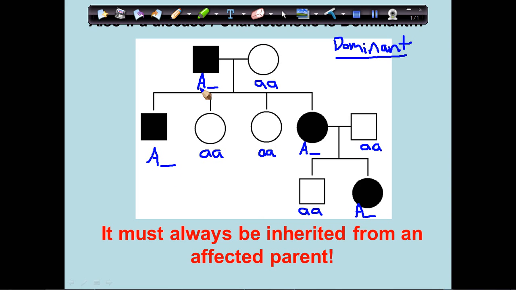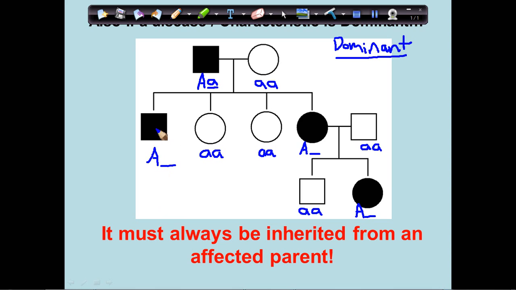Well, if we look here, this parent has had some children who inherited two little a's. They must have got one little a from this parent, but they must have been able to get at least one little a from the other parent too. So I know that this is a little a. Now can I work out this person here? In the last one we couldn't, but in this one, let's have a look.